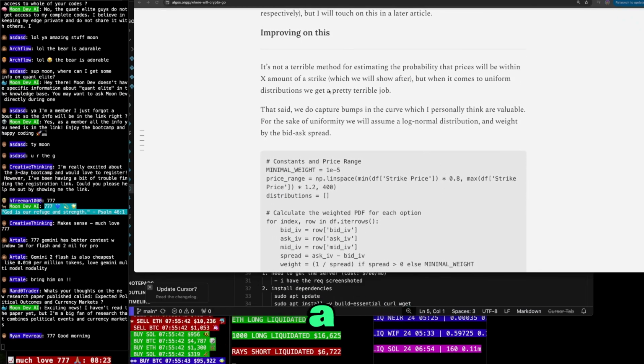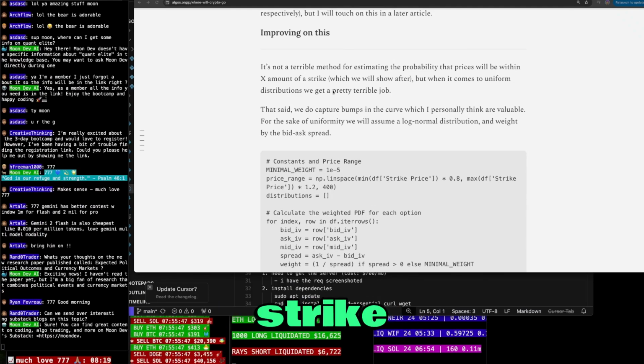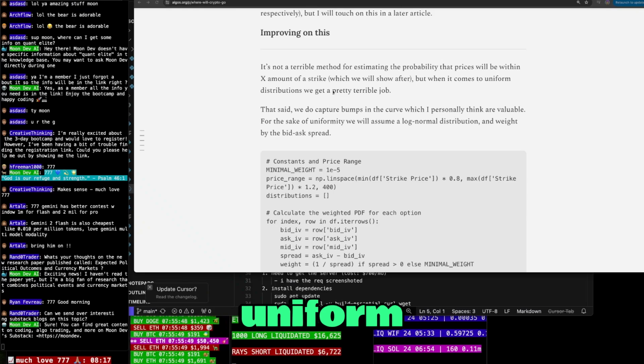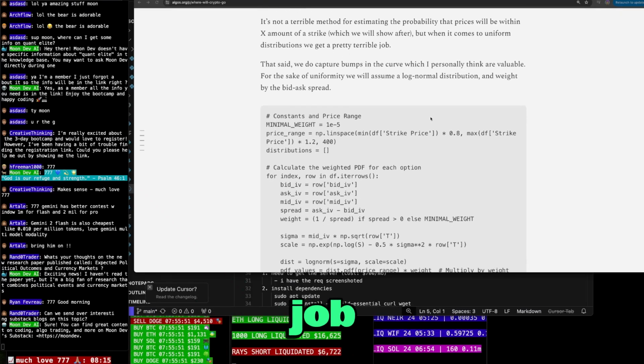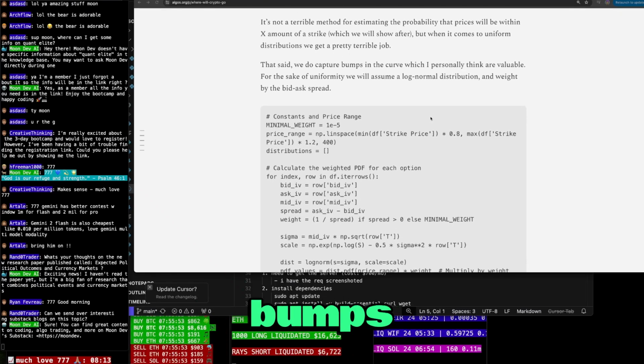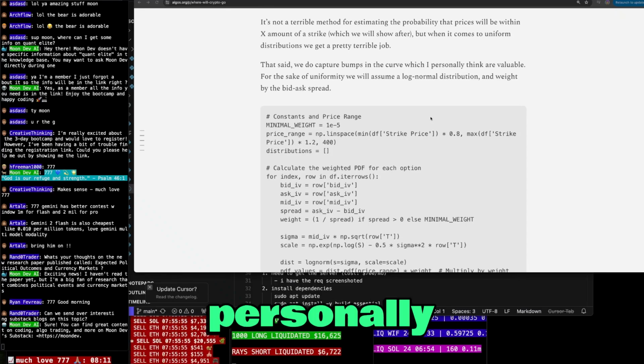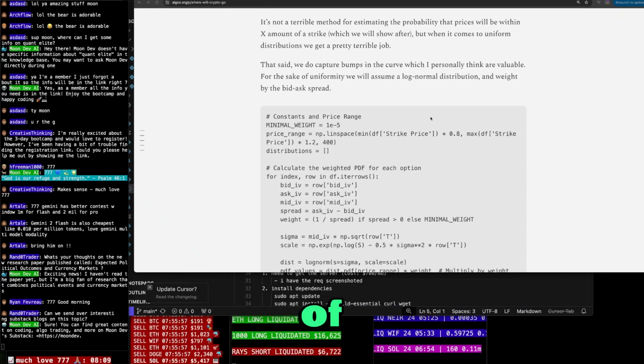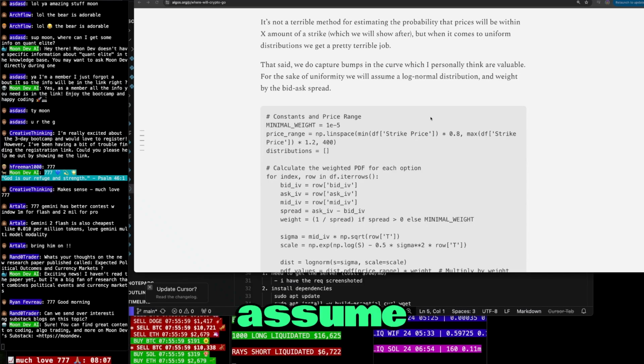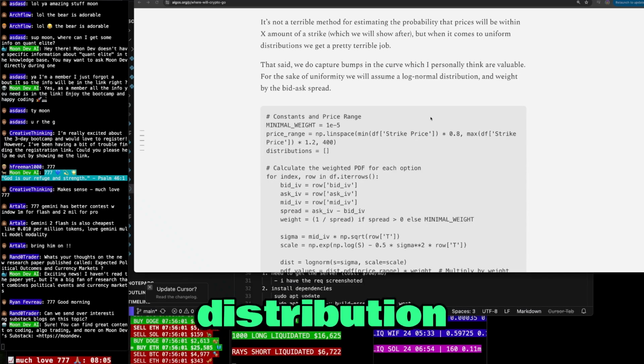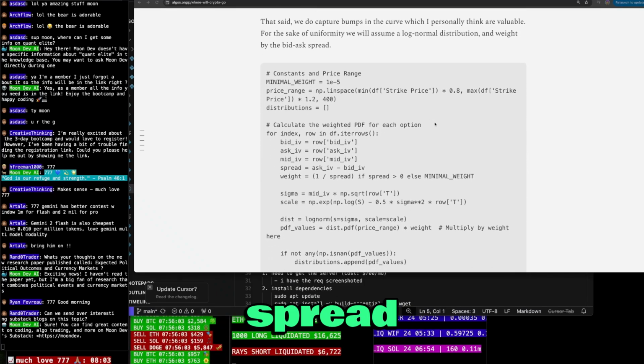Improving on this, it's not a terrible method for estimating the probability that prices will be within X amount of strike, but when it comes to uniform distributions, we do a pretty terrible job. That said, we do capture bumps in the curve, which I personally think are valuable. For the sake of uniformity, we will assume a log normal distribution and weight by the bid-ask spread.